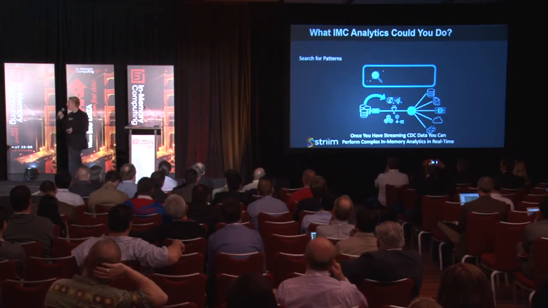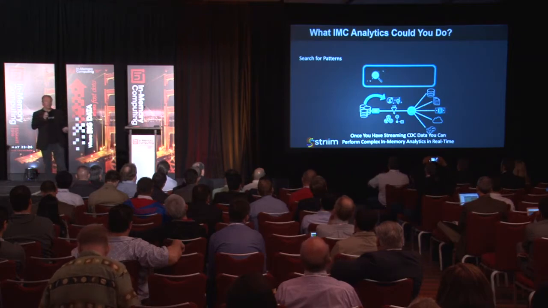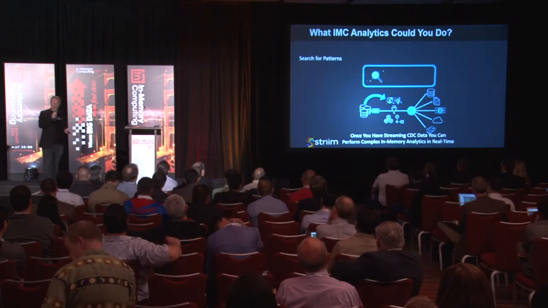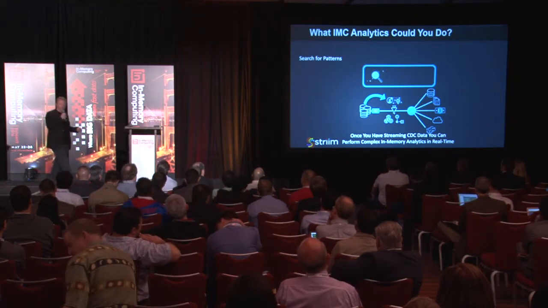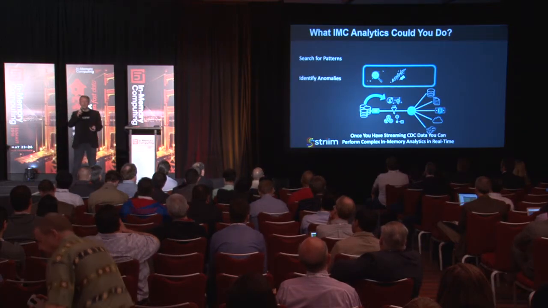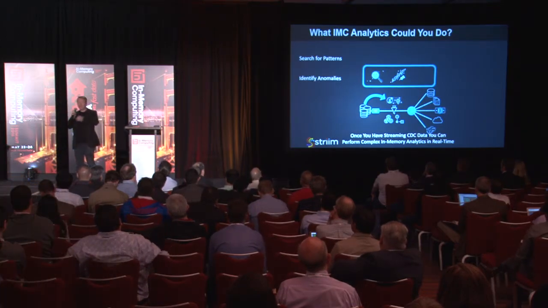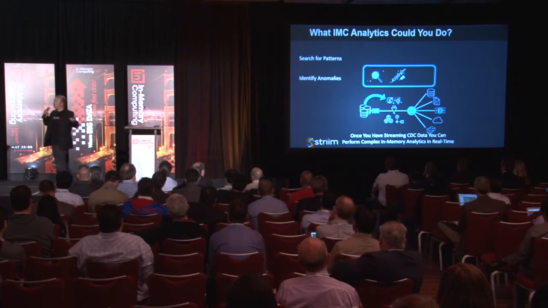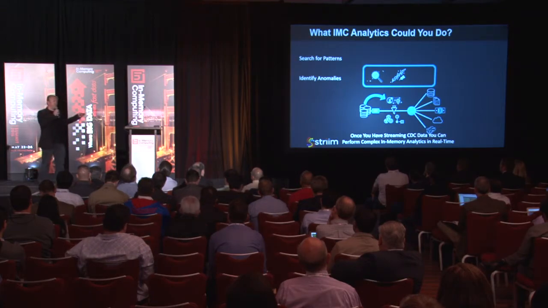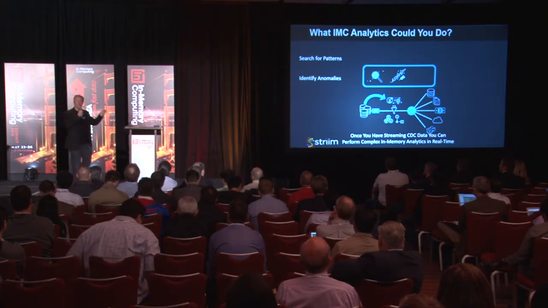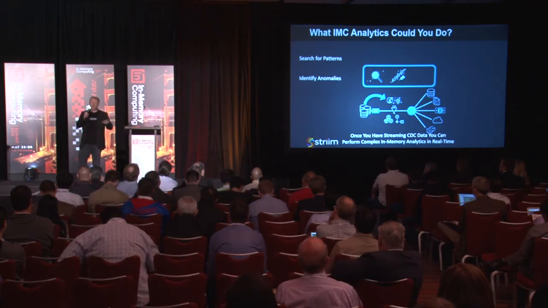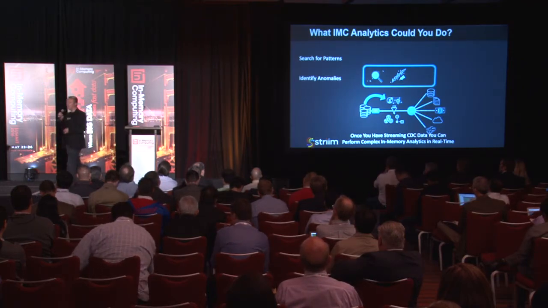You can start to search for patterns. So run complex event processing on that change data. Look for interesting things happening over time. You can look for anomalies, anything unusual. This can be at the data level. It can even be at the table level. Are there more operations happening on a table than usual? And is that an issue? Or are there less happening than usual? That could be an issue as well.